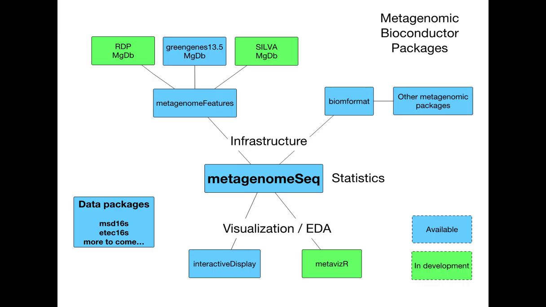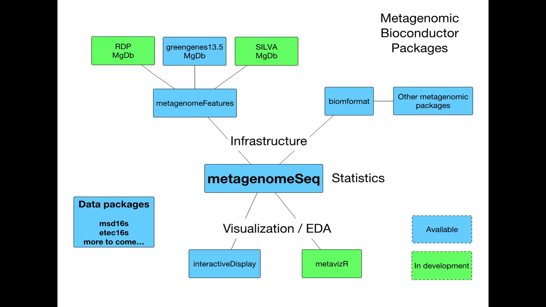There's a large infrastructure and a set of data packages. For example, this whole data set that I described is available in a package called MSD16S. There's one where we challenged individuals with enterotoxigenic Escherichia coli called ETEC16S. But revolving around this Metagenome Seek package, there are a number of visualization and infrastructural components and packages that you can be on the lookout for. Metagenome Features was just finished, and we have a paper in submission that will allow for exchanging of annotation of 16S data between Greengenes, SILVA, RDP.